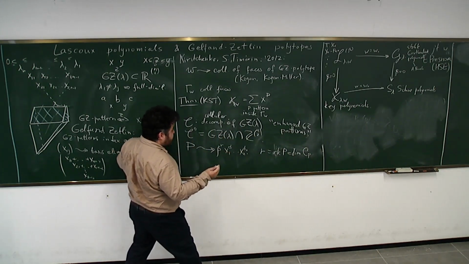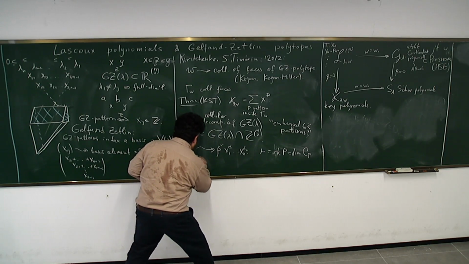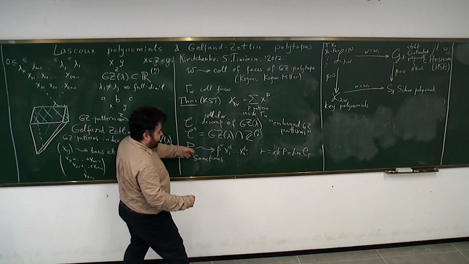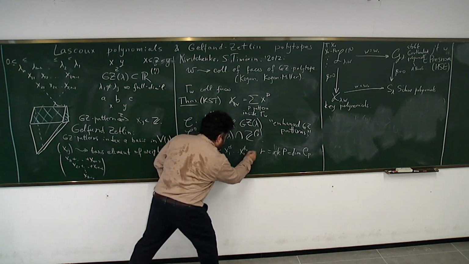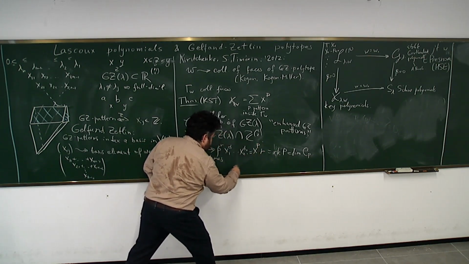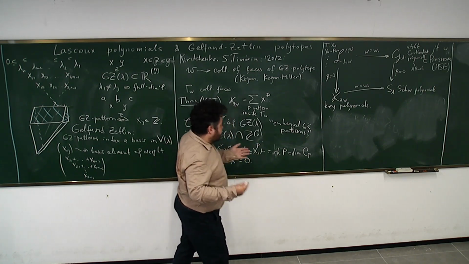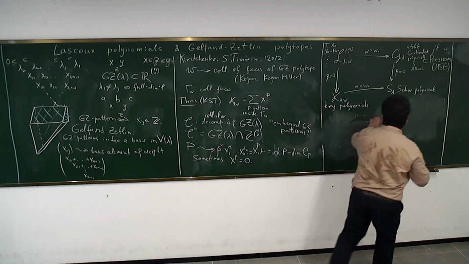But in this correspondence, sometimes you get 0. Some bad cells correspond to 0. X to the power p corresponds to 0. In this case, we call an enhanced pattern inefficient.